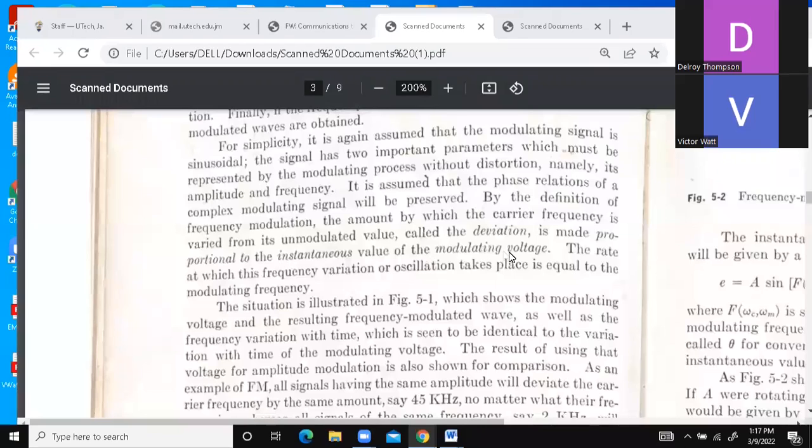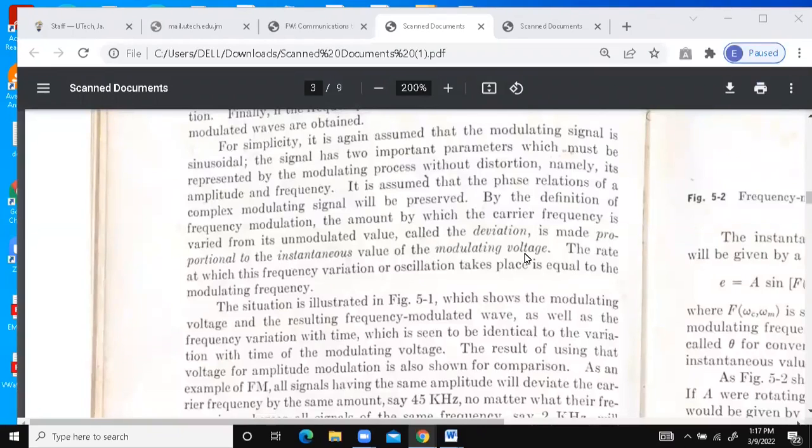The amount by which the carrier frequency is varied from its unmodulated value is called the deviation. The deviation is made proportional to the modulating voltage, could also be current. The rate at which this frequency variation or oscillation takes place is equal to the modulating frequency.